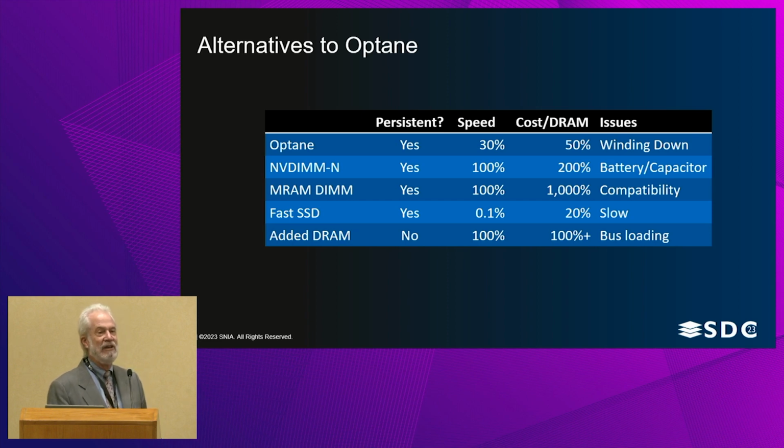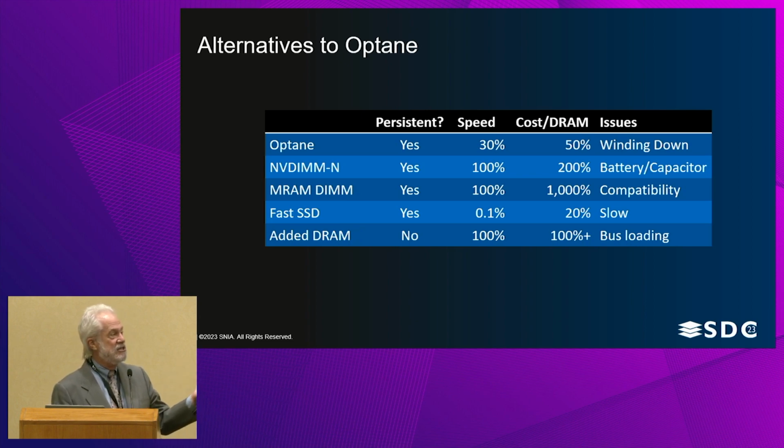But still, if you're looking for the same size DRAM module, then it costs about 50% of that. And the issue with it is that it's winding down. You've got NVDIMM-N, which has been around for a long time. I'll talk about that more in the future. But basically, it's a DRAM that's got some backup NAND flash in case there's a power failure. It is persistent. It has the same speed as DRAM. So I put 100% in the speed table.